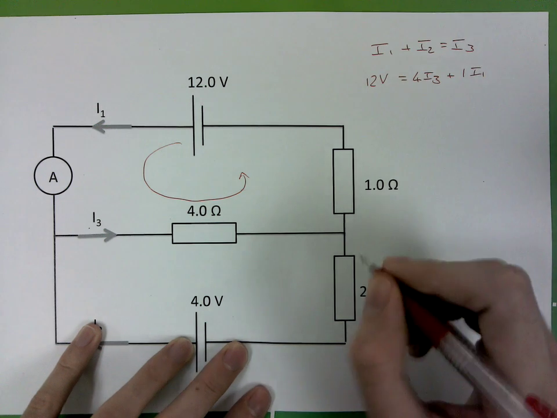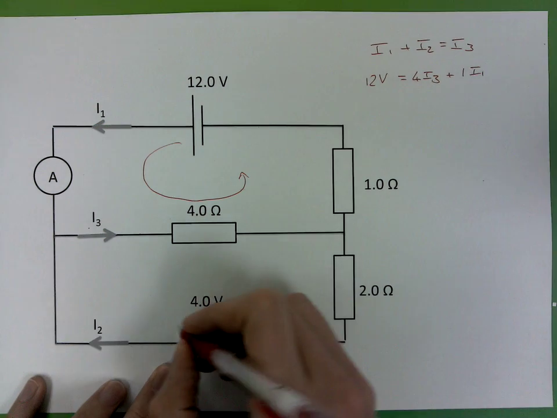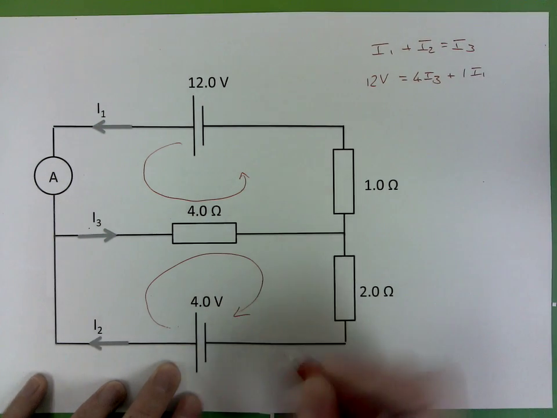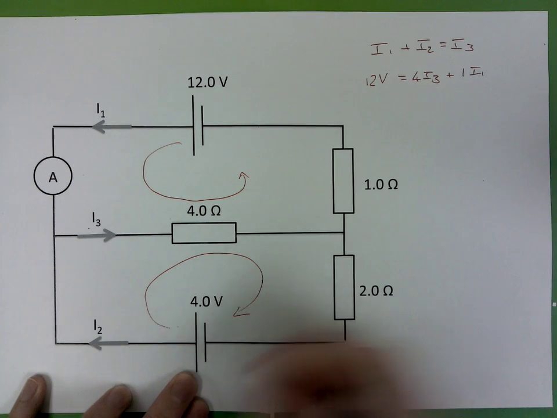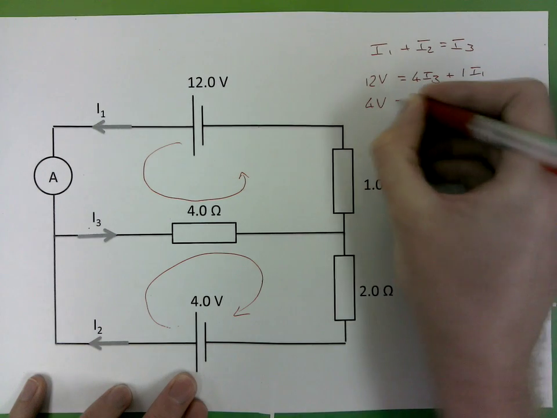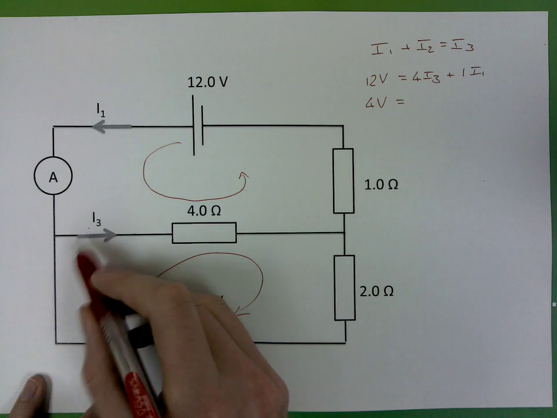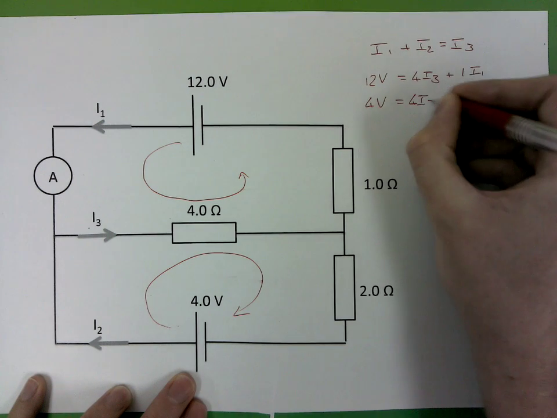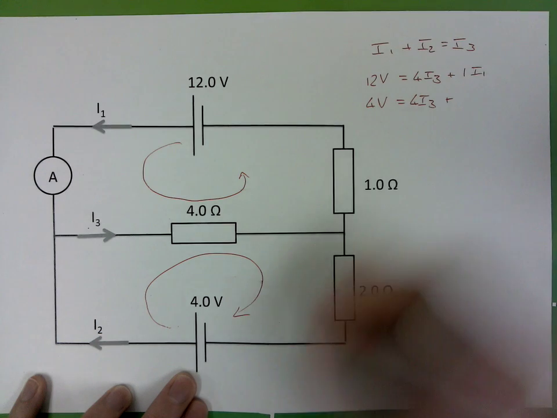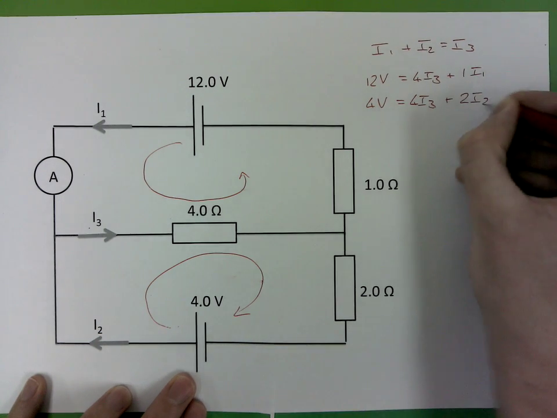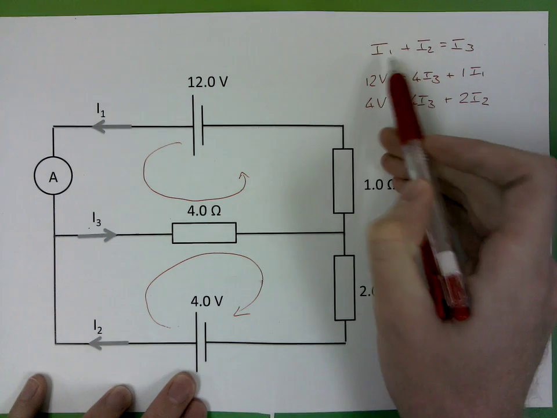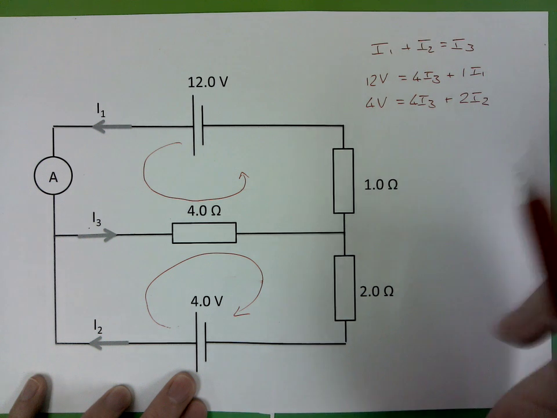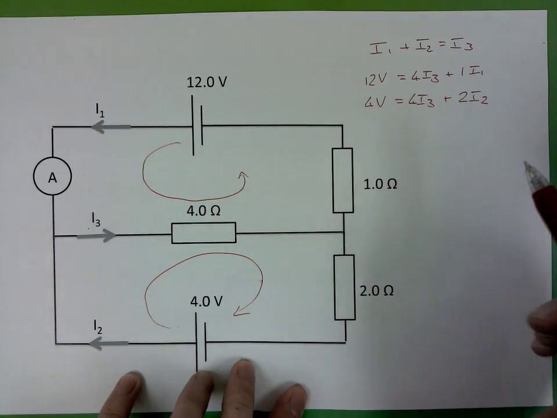The second loop that I'm going to do is from here around. So the EMF of this cell is 4 volts, and that's equal to I3 times 4, so 4I3 again, plus 2 lots of I2. Okay, we've now got 3 equations and 3 unknowns, so we can solve this via simultaneous equations.